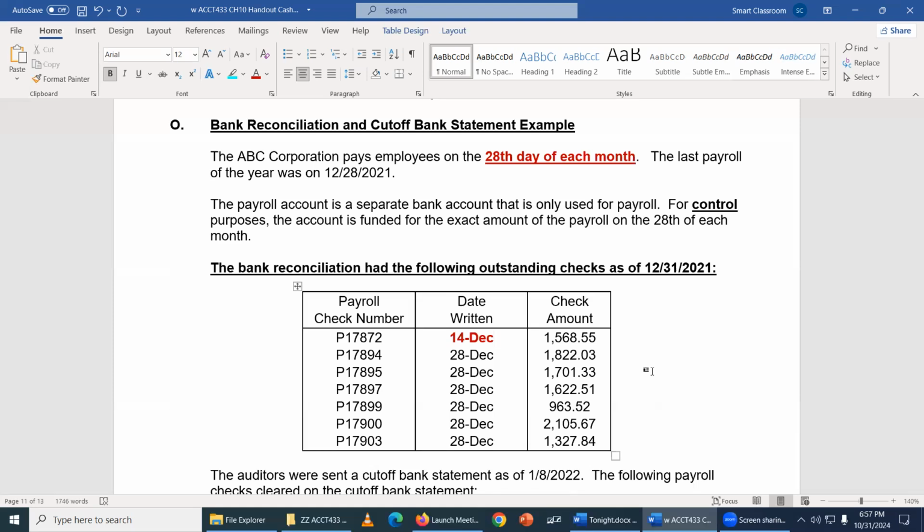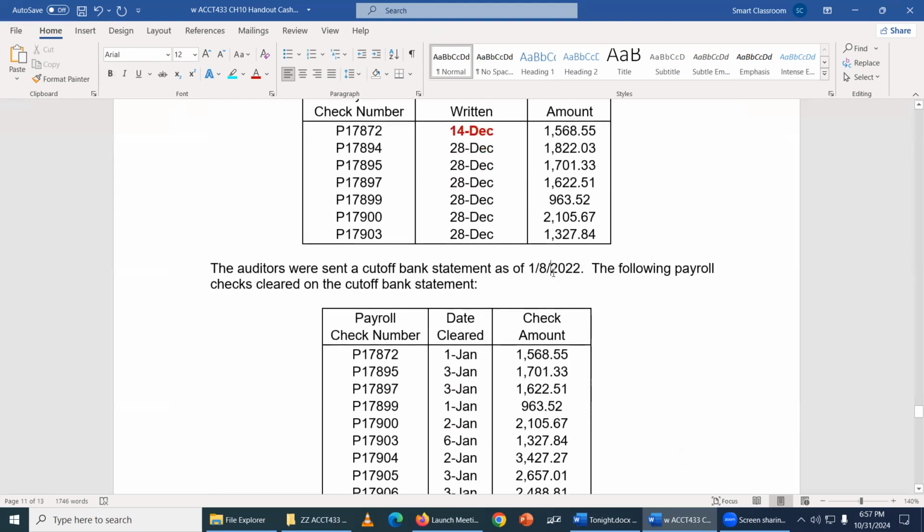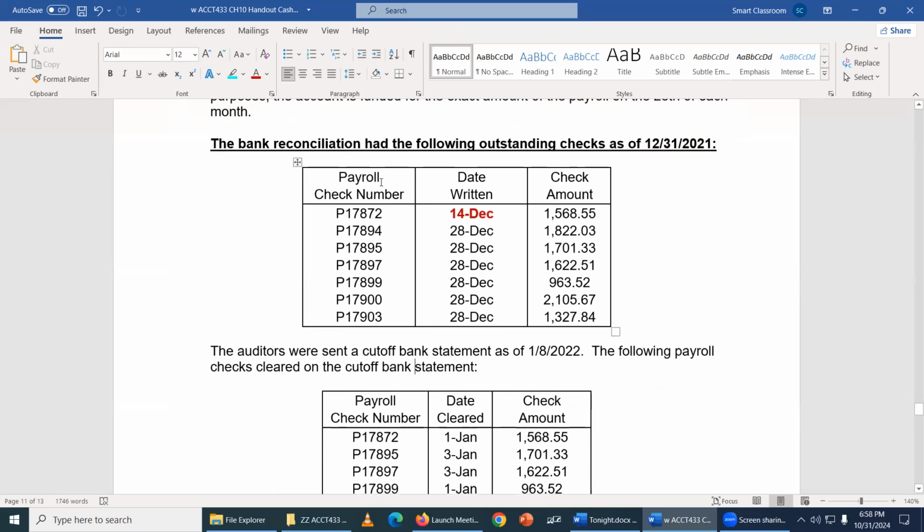Okay, well, let's go to the cutoff bank statement. So 8 days into the next period, we get this cutoff bank statement. So what we're going to do is match up the ones that have cleared with those that are in the bank reconciliation. Okay, so this one on the 14th, it did clear. We will mark that in green.